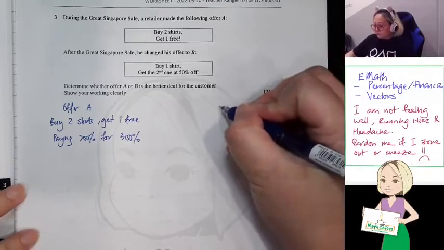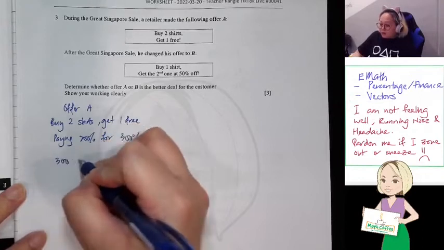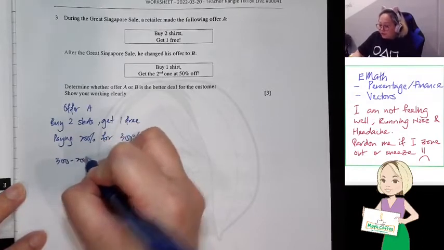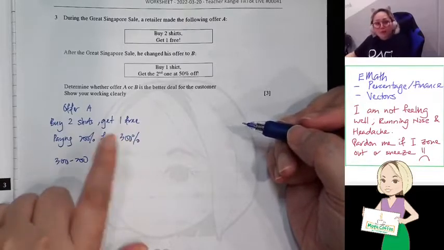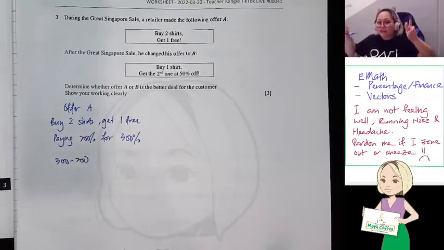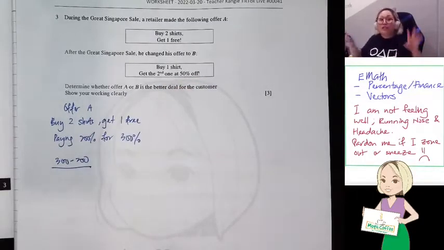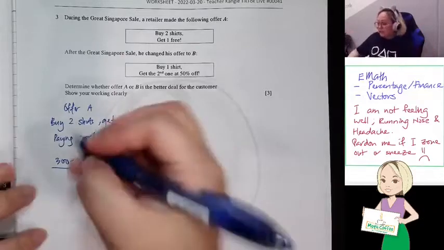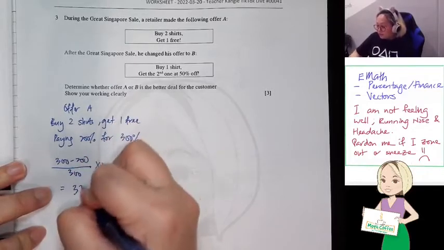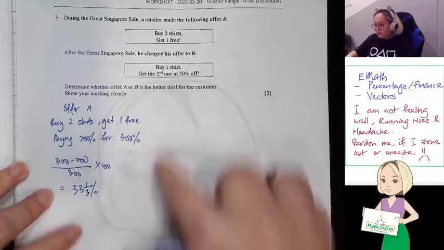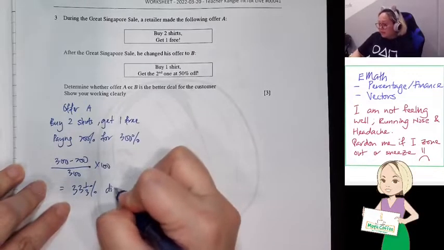So how do I know what the discount is? 300 minus 200, because I'm supposed to pay 300 but I only pay 200. So my discount is 300 minus 200 over the original, and the original is 300 because it's 3 shirts. Then when I times 100, I get 33 1/3%. So in other words, this offer A is actually a 33 1/3% discount.